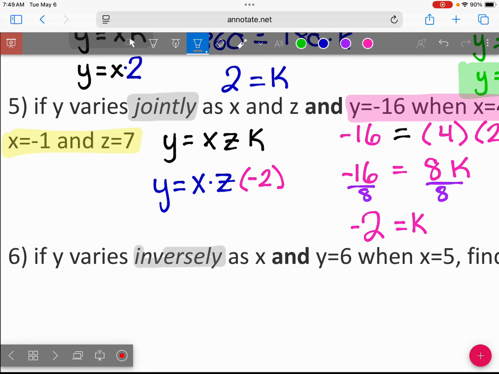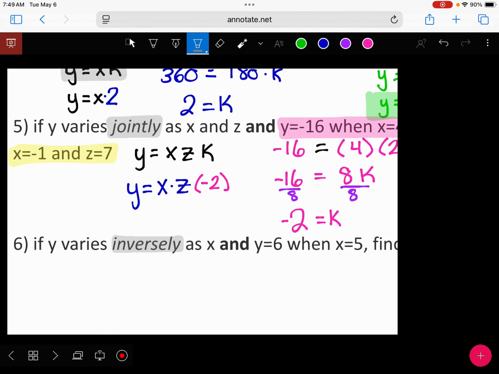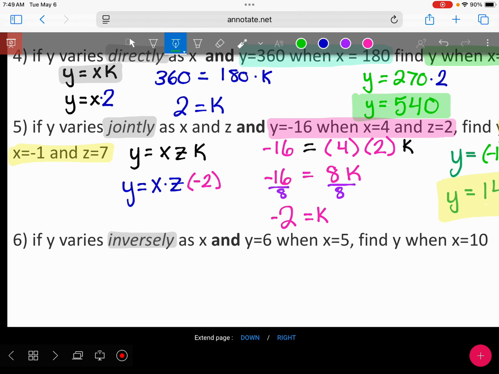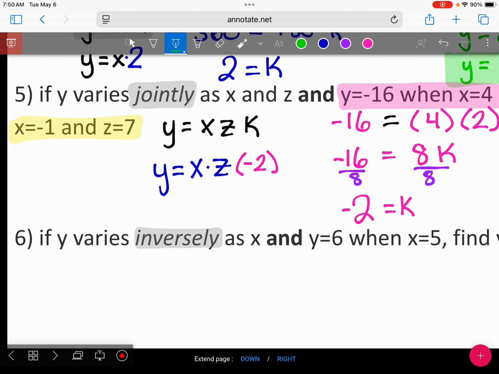So then we've got our inversely. So directly they're on the same line. Jointly they're on that same line with the opposite sides of the equal sign. Inversely means my letters are all together with my k on the other side. It's my x times y equals k.